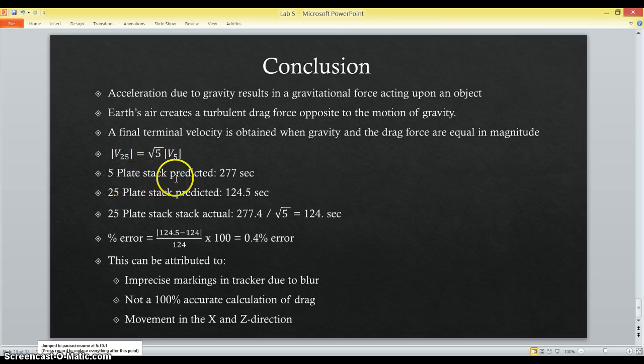The 5 stack plate predicted a time of 277 seconds, while the 25 plate stack predicted a time of 124.5 seconds. The 25 plate stack actual time was 277.4 using the derived square root of 5 in order to calculate 124 seconds. This resulted in only an error of 0.4%, which is very small. Even though this error is very small, it can be attributed to imprecise markings in Tracker due to blur, not 100% accurate calculation of drag, and movement in the x and y direction.